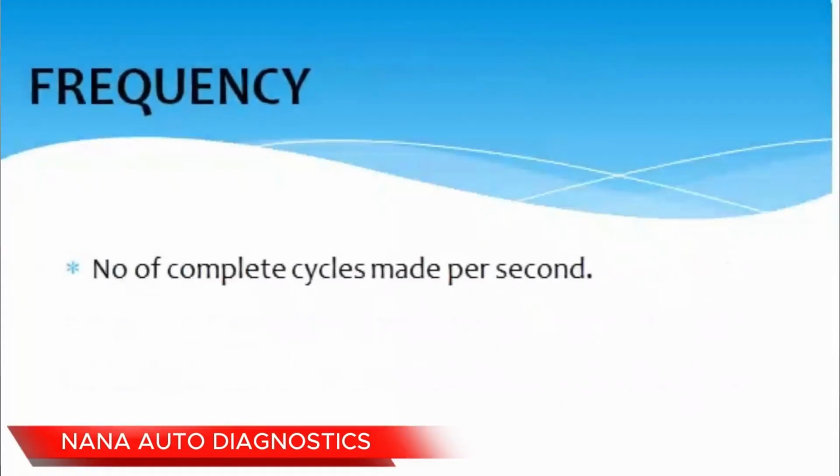The next term that we shall explain is frequency, and frequency is defined as the number of cycles made per second. So we shall use this and other terms when we are doing the analysis of waveforms, bit CAN waveforms, bit LIN waveforms, and this will be a very important tool to measure how fast the communication is happening on a given channel.